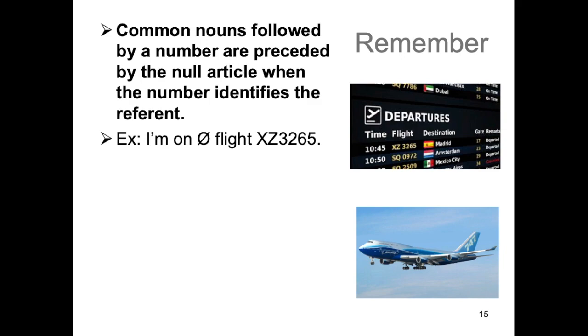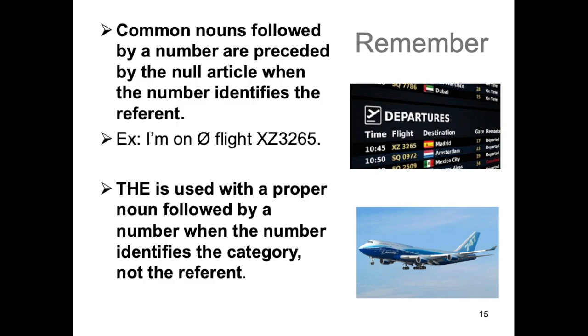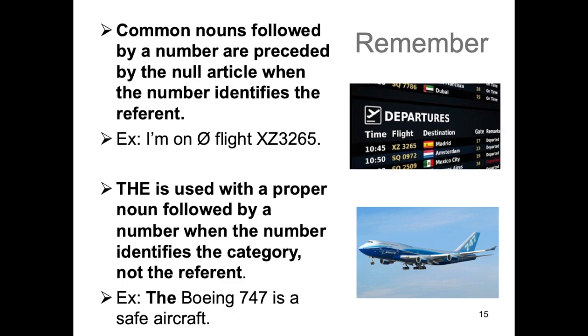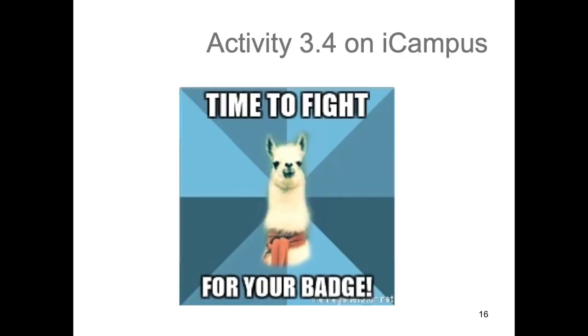Okay? But the is used with a proper noun followed by a number when the number identifies the category, and not the referent. For example, the Boeing 747 is a safe aircraft. Okay, so notice the difference between common nouns and proper nouns. Right. Again, you can practice on eCampus. Make sure that you get this right.